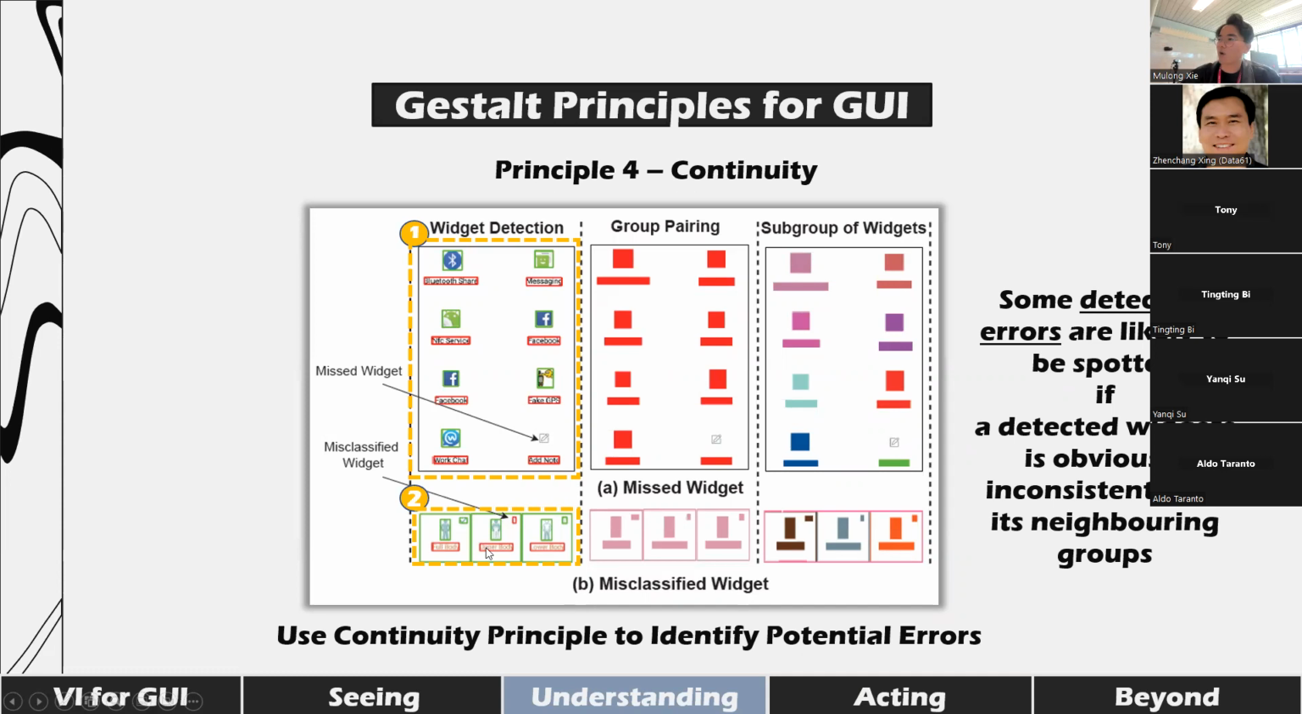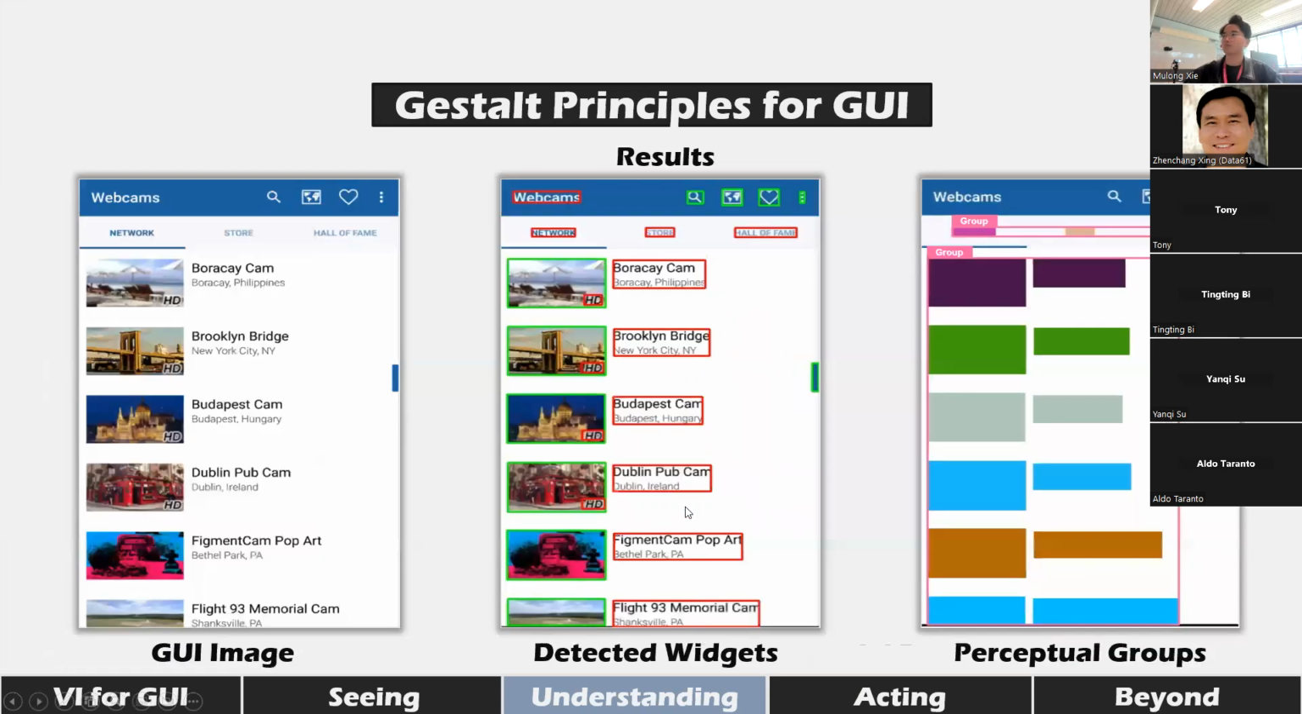However, the second one just has a text element in the same relevant position. So according to the continuity principle, as well as the majority winning principle, we would correct this one from text element to non-text element. So this is the result of our widget grouping approach, and you can say this approach is capable of handling many different cases.